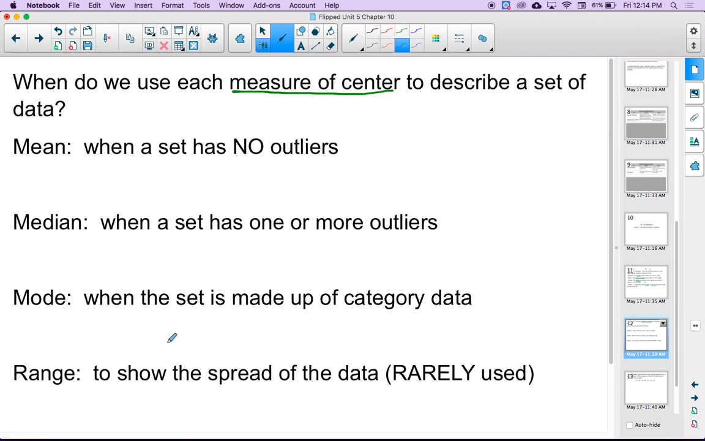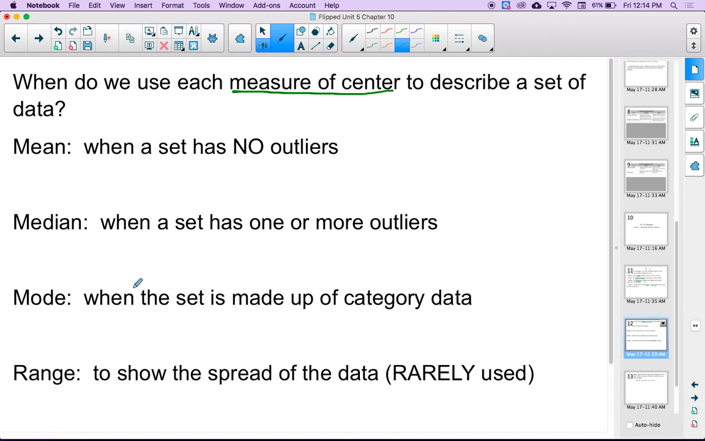The median, we use the median when a set has one or more outliers in it. So the median is not as accurate as the mean, but it does do a good job as a backup if we have outliers in the set.